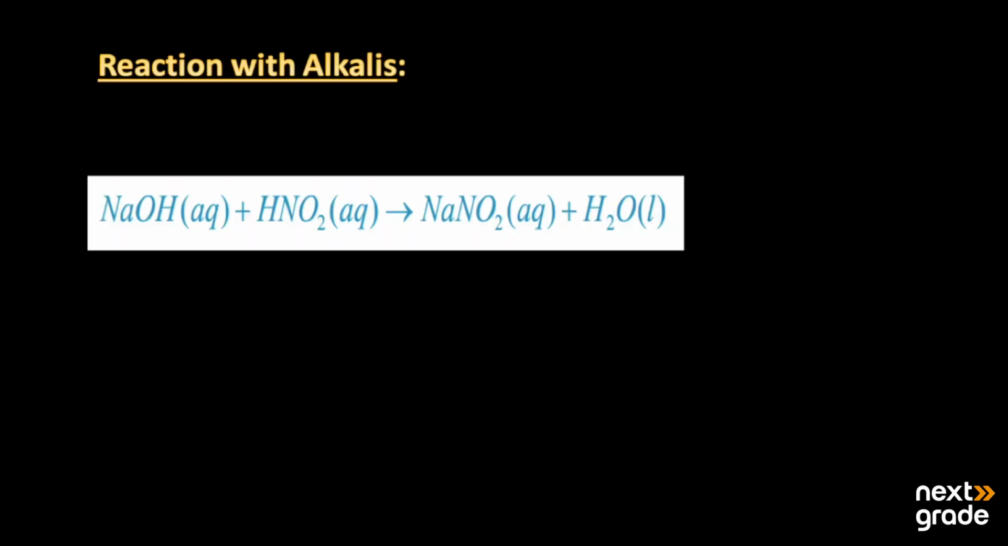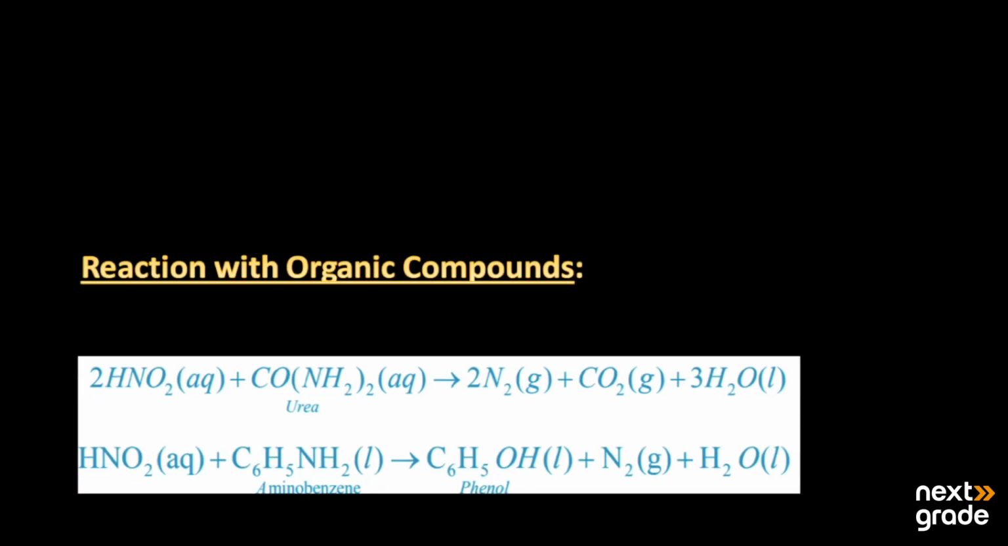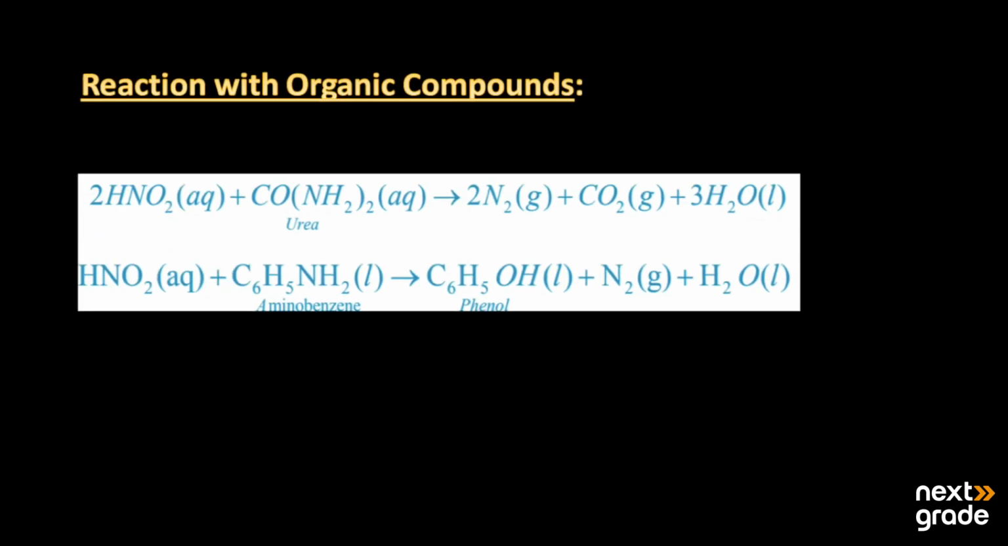After this, we have its reaction with alkalis. Alkalis are basically bases. Here we have sodium hydroxide. When it reacts with nitrous acid, it produces sodium nitrite and the water molecule. This is its simple reaction with alkalis, producing different types of salts. At the end, it can react with organic compounds. Here we have urea, which contains carbon, so it is an organic compound. When it reacts with this, it produces nitrogen, carbon dioxide, and the water molecule.